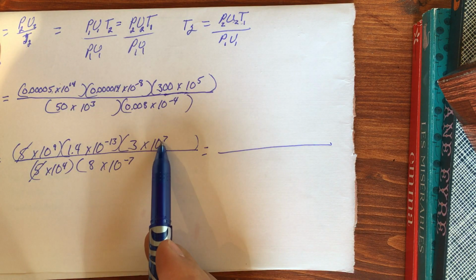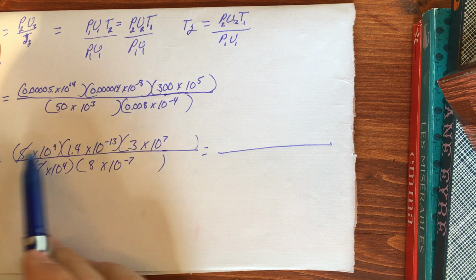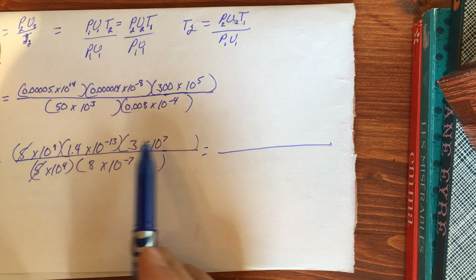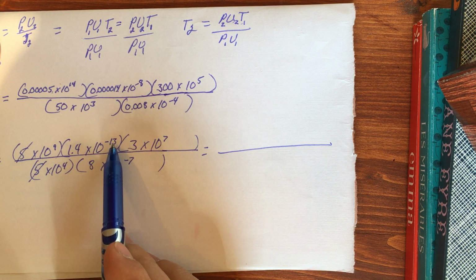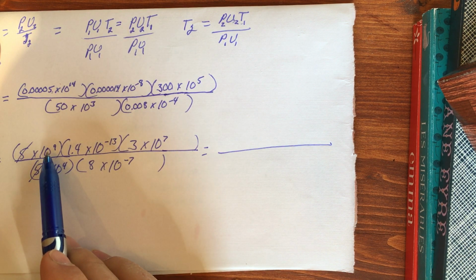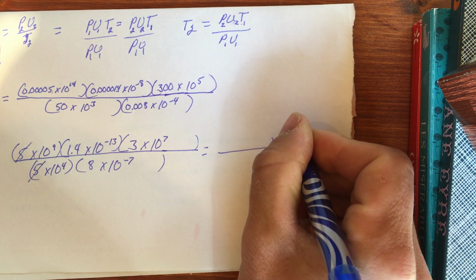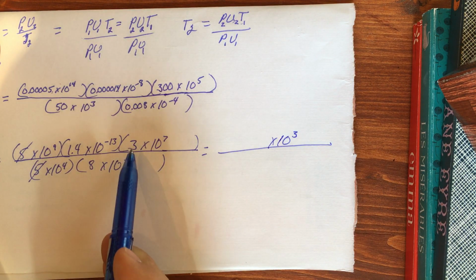So 10 to the 7th power, so we add, when we multiply, we add the exponents. So 7 plus negative 13. Okay, so 7 plus negative 13 is going to be negative 6. Negative 6 plus 9 is going to be positive 3. So times 10 to the 3rd power.